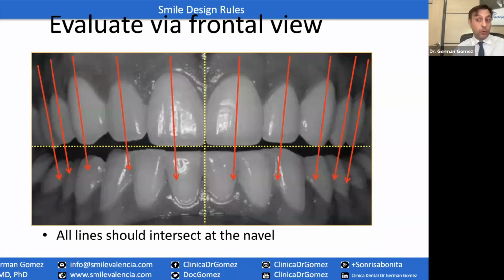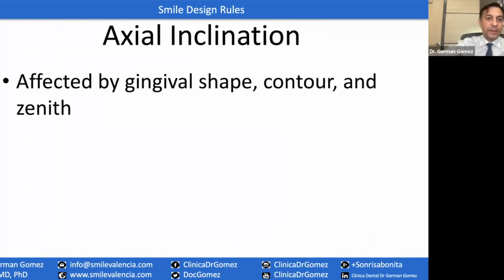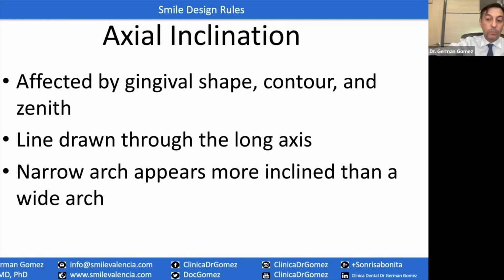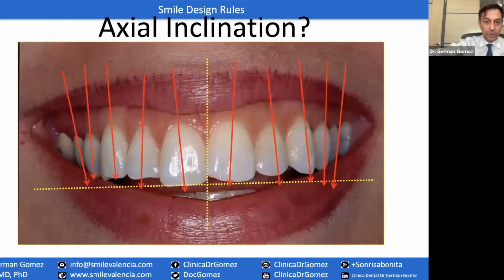You have to do something about it if the patient wants a nice smile. They meet at the navel, the belly, navel. Good. Axial inclination is affected by gingival shape, contour, and zenith. The line drawn through the long axis: a narrow arch appears more inclined than a wide arch. That is not good.